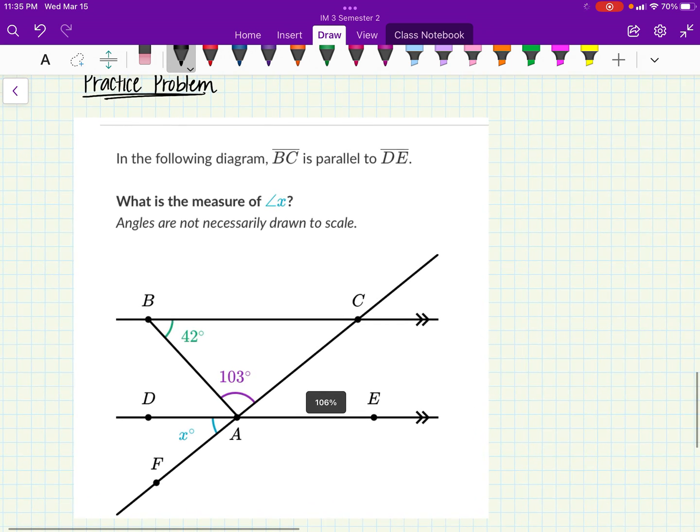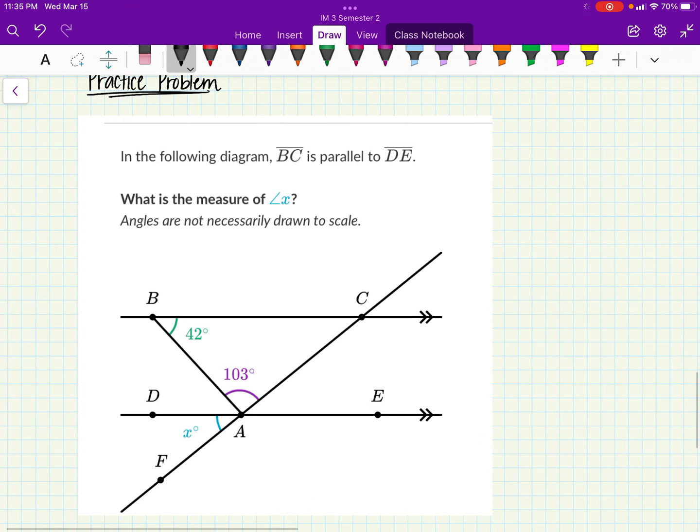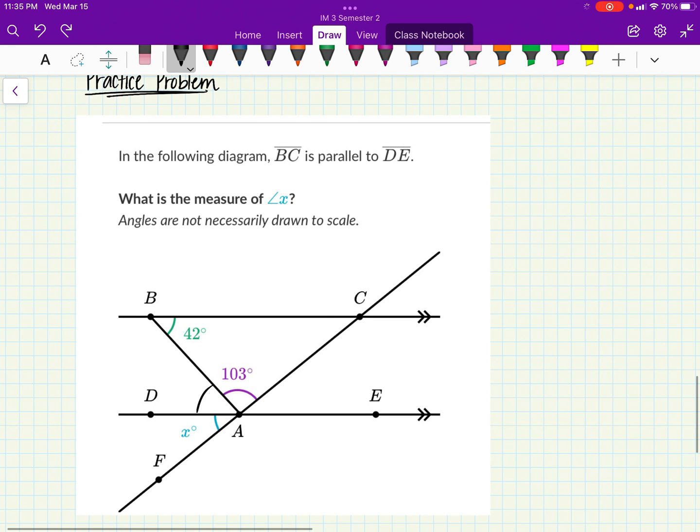And the last one is actually a practice problem for you to complete. You do need to solve for x in this case. So in order for us to do that, we do need to find this missing angle and then work ourselves to see what we could do to solve for x.